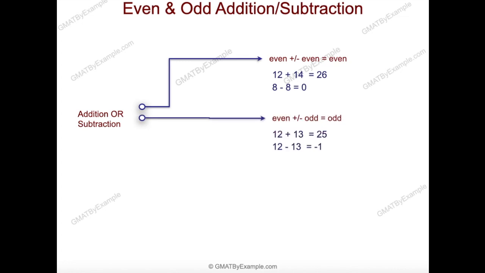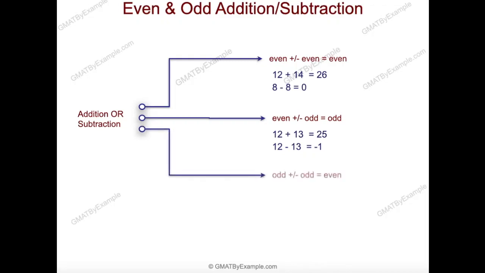When you add or subtract an odd number from or to an even number, then you get an odd number, right? It doesn't matter what the order of it is. So it could be odd plus even, or it could be even plus odd. That doesn't matter. In the end, the result is odd. So 12 plus 13 is 25. 12 minus 13 is minus 1. In both cases, you are adding or subtracting an odd number to an even number, and you're getting an odd number.